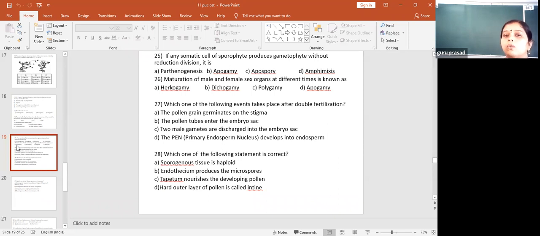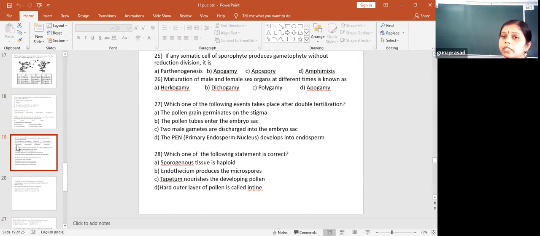What is parthenogenesis? Development of female gametophyte without fertilization. Development of fruits without fertilization. Without fertilization, the fruit develops. Reduction division is not there; the diploid cells directly undergo mitotic division and convert into fruit. Such a process is called parthenogenesis.